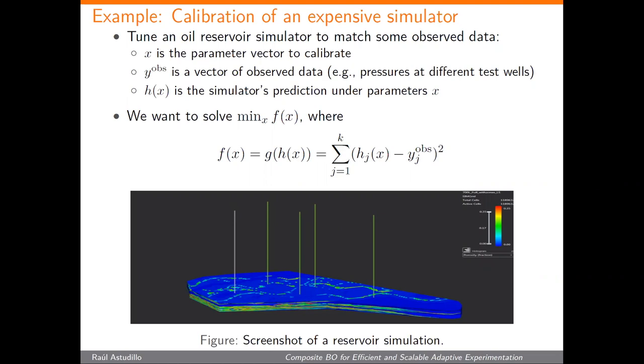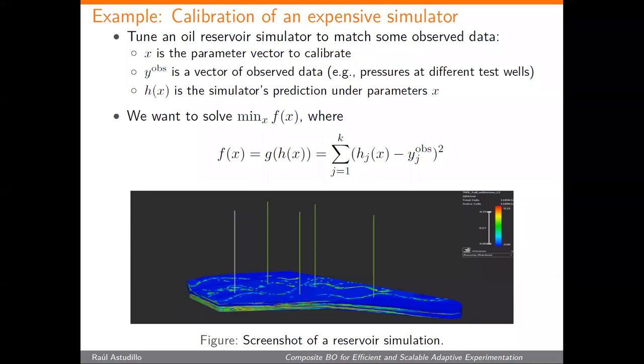Can you also motivate a bit optimizing in the space X versus optimizing in the space of h of X? I'll say that X is the thing that you control. Those are the decision variables. But given that g is known, we can also optimize g directly in the smaller dimensional space, h of X. Or am I missing something?